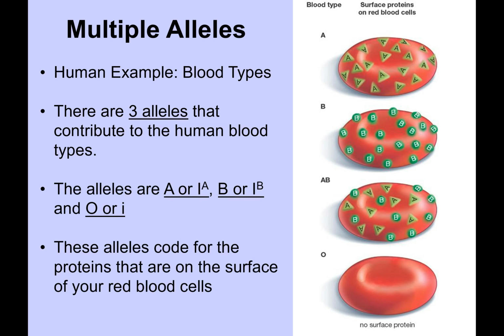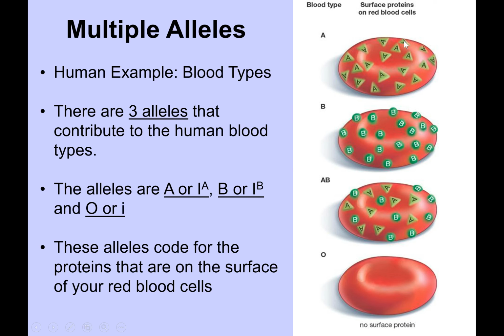All right? What these alleles actually code for are the proteins that are on the surface of your red blood cells. If you look at the diagram over here, you have four different red blood cells in the picture because there are four different human blood types. Do you know your blood type? Maybe you do, maybe you don't. Either way, the reason that you have the blood type that you do is because, one, you got it from your parents, and we'll talk about how that happens shortly here. But also, it has to do with these proteins that are on the surface of your red blood cells.